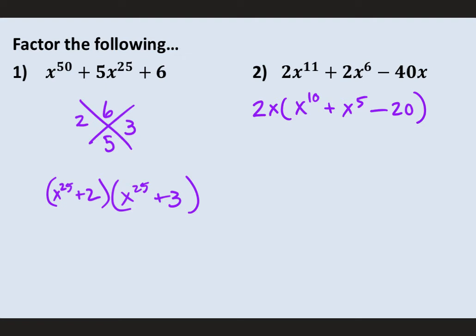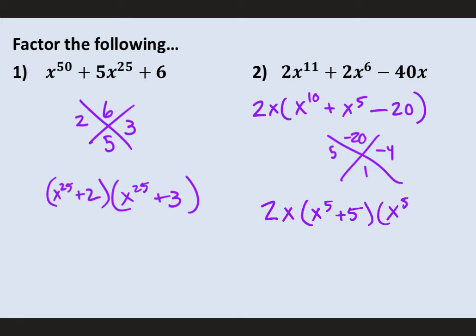Now we can factor this inside piece using our methods because 10 is double 5. So now we'll go ahead and do our diamond problem. We'll say what multiplies to negative 20 and adds to positive 1. I think that'll be 5 times negative 4. So don't forget your common factor you pulled out earlier. That common factor you pulled out earlier is 2x. And then this isn't x anymore. This is x to the 5th plus 5 times x to the 5th minus 4. And there's our final answer.